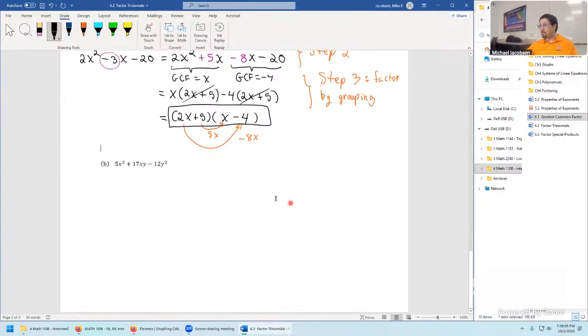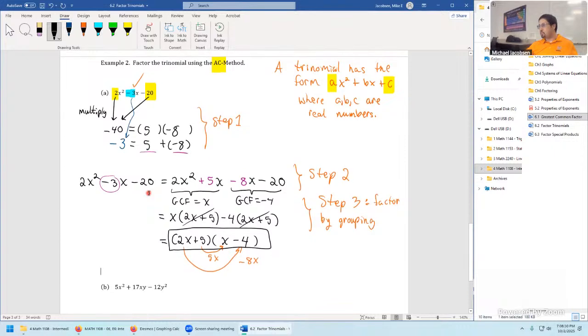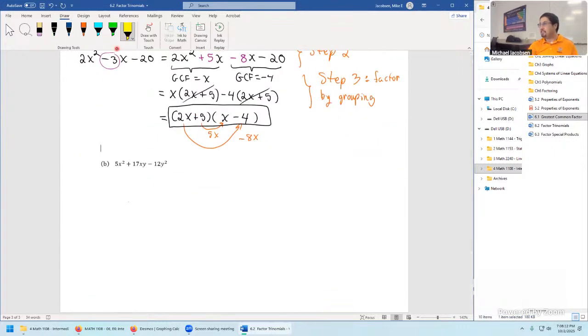So let's try this out once more. On 5x squared plus 17xy minus 12y squared. Let's copy the color coding. So here's how it starts. We take those two numbers and multiply. 5 times negative 12 is going to give us a negative 60. Then we take this number right here, the 17. We're going to have a multiplication equation and an addition equation.